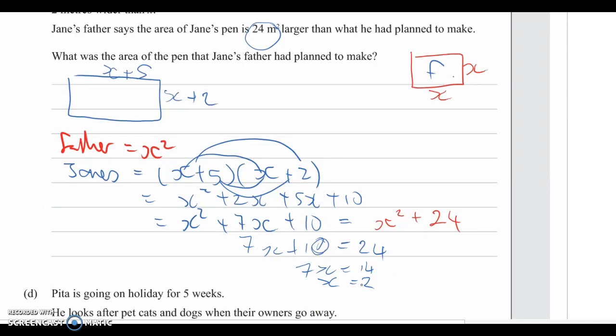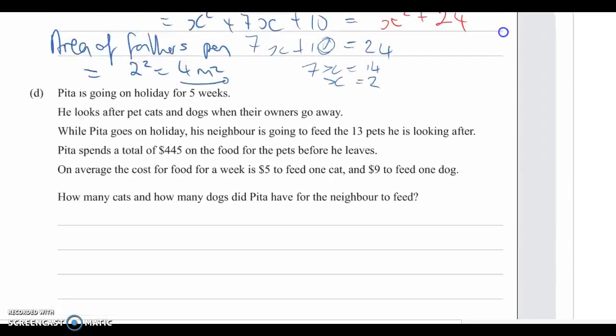Now have I answered the question? The question is, what was the area of the pen that Jane's father was going to build? And so I actually have to say, well, Jane's father was going to be x squared, so the area of father's pen equals 2 squared equals 4 meters squared, and there we have it.